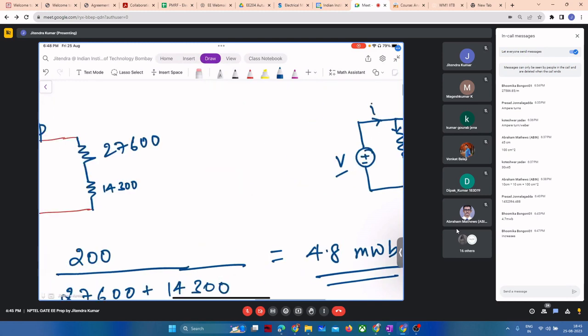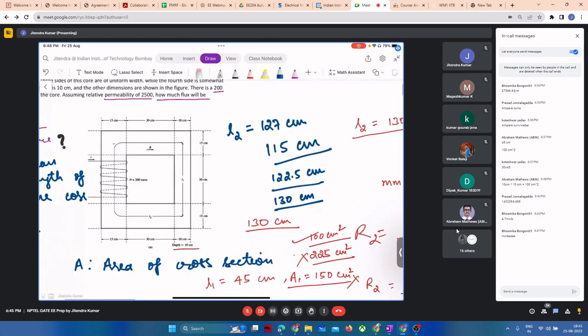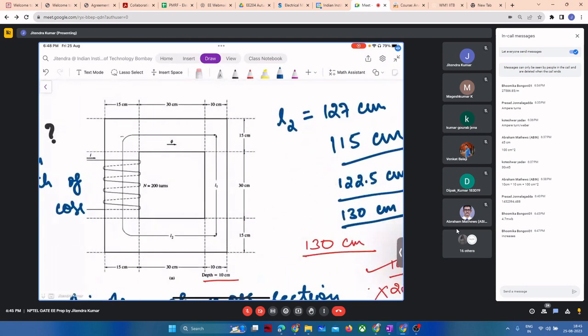But here, if you see throughout the core, this flux phi is uniform. It does not have any other path to flow, right? So it cannot flow to some other air or whatever. Why? Because it is the least reluctance or least resistive path. So the core is the permeable path, so it will follow the core. Did you get the answer?